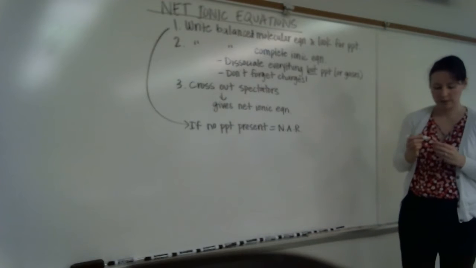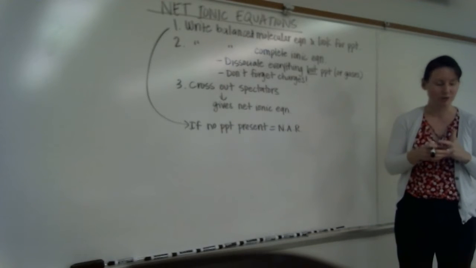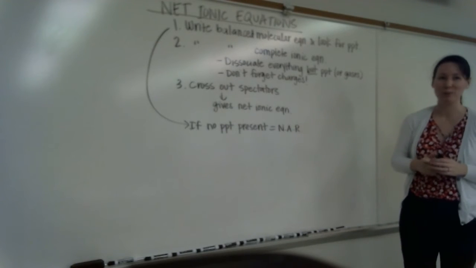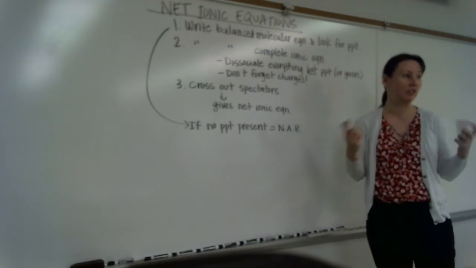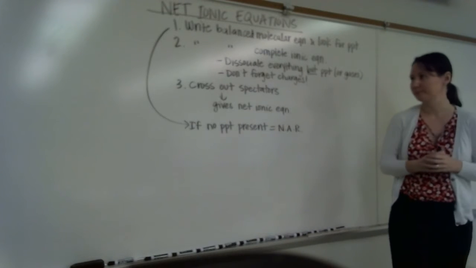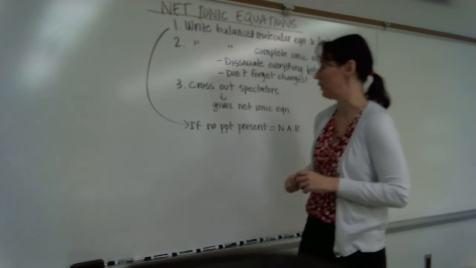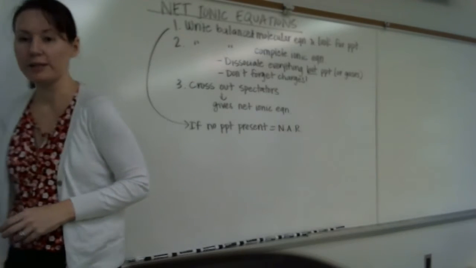And then as your explanation, you would just say because both products are soluble. So that's the ideal situation in terms of not having to write much, right? Because if both your products are soluble, then there's nothing chemically that took place. You just physically combine some ions. All right, so those are the steps in writing net ionic equations. So let's go through an example.